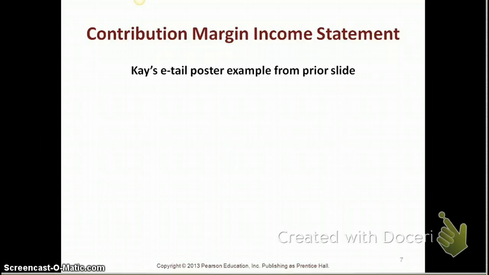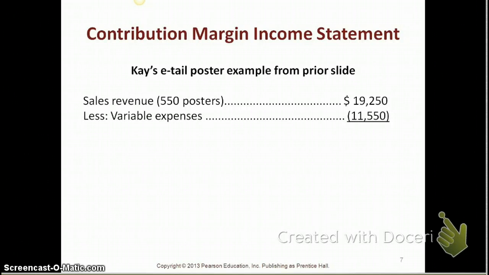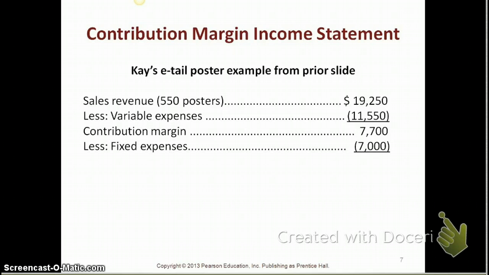The first number we have is, of course, always sales revenue. Sales revenue was $35 per poster times 550 posters. That will give you $19,250 as your sales revenue. We know that our variable cost was $21 a poster, so variable expenses end up being $21 times 550, which is $11,550. And you know that in our contribution margin income statement, we subtract variable expenses from our sales revenue. The difference is our contribution margin, and our contribution margin is $7,700. From that contribution margin, we subtract our fixed cost. Fixed cost of $7,000, and that will give us our operating income of $700. This is a recap from our last chapter, so everybody should be comfortable with this by now.